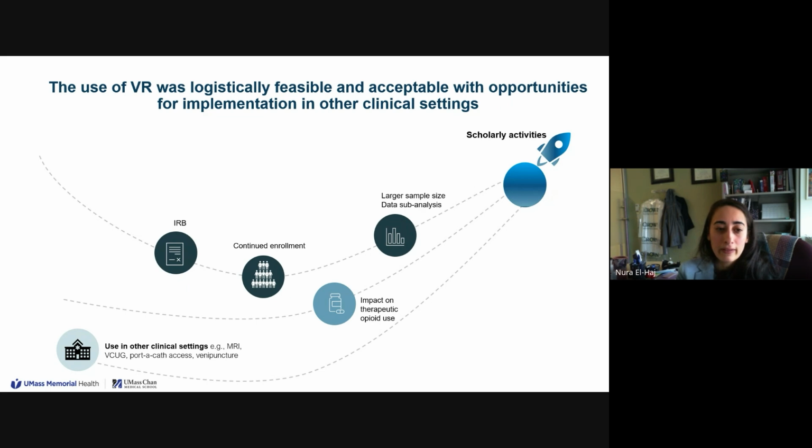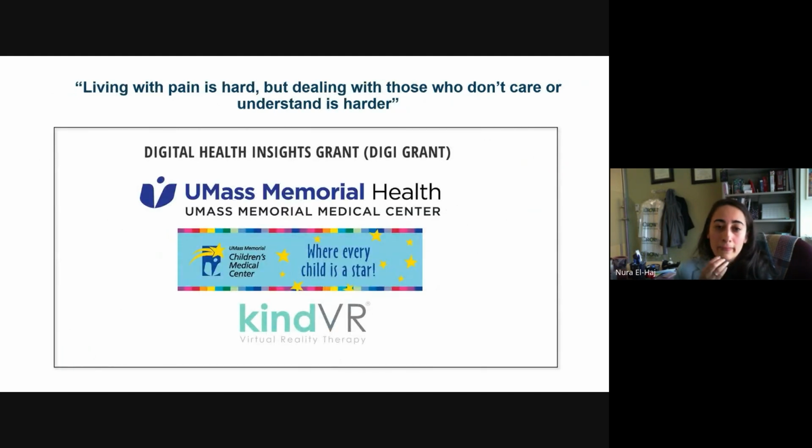But I think the bigger thing, and we started to see that a little bit with our dermatology clinics, is use in other clinical settings. And that's really encouraging as well, that other areas of the hospital are picking up on this. Initially, we got a grant to fund our VR headsets and our subscription. And again, I can't thank Simon enough. And it's been really nice.